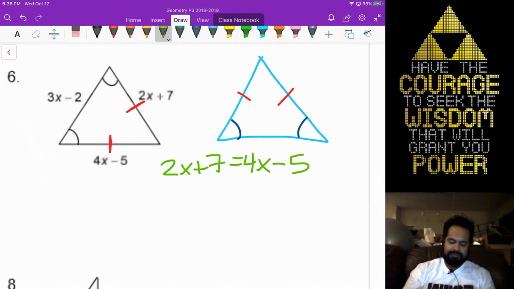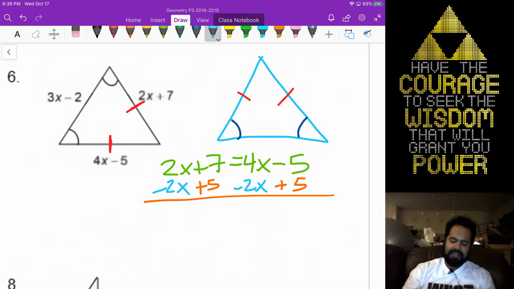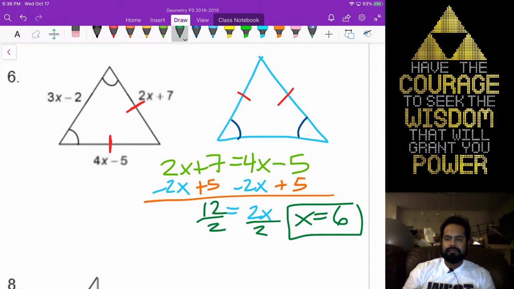So then we can solve this. So let's see here, if I take away 2x from both sides, and I go ahead and add 5 to both sides, we can go ahead and say that we have 2x equals 12. So therefore, x equals 6. Now, right now, all these problems are just saying solve for the variable. If I ask you to go back and find the length of the sides, you would just take that x, plug it back into your triangle.